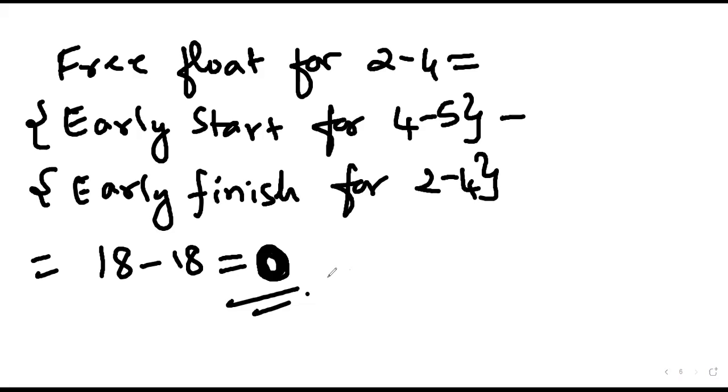Which is the next activity after this? 2-4. After 2-4, what is the next activity for which we are supposed to calculate free float? 4-5. 4-5. So again, there is no next activity after 4-5. There is no activity that starts from the fifth node. Again, the same type of calculation you have to consider.